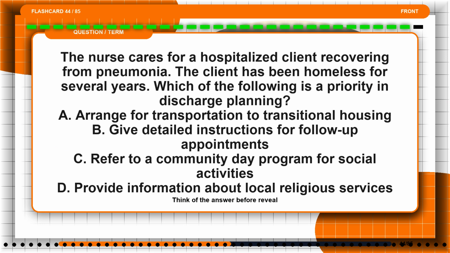Flashcard 44. The nurse cares for a hospitalized client recovering from pneumonia. The client has been homeless for several years. Which of the following is a priority in discharge planning? A. Arrange for transportation to transitional housing. B. Give detailed instructions for follow-up appointments. C. Refer to a community day program for social activities. D. Provide information about local religious services.